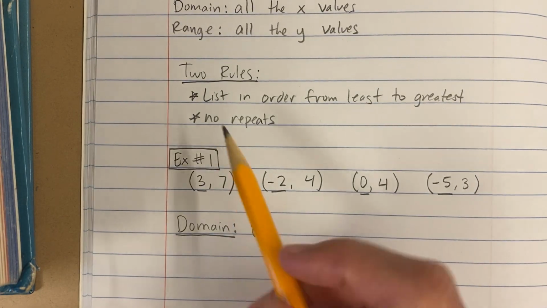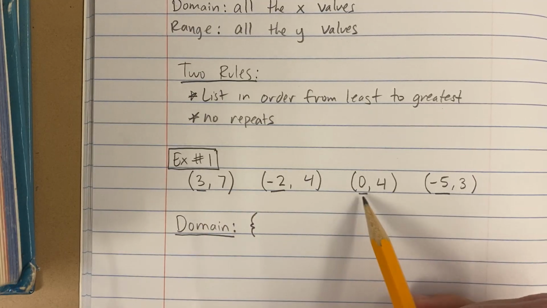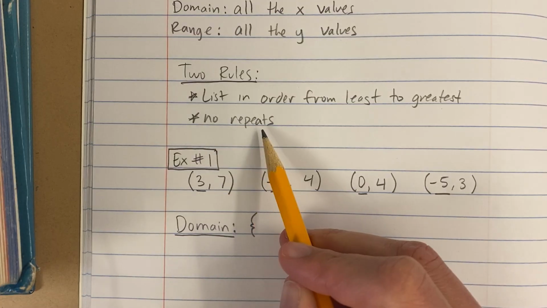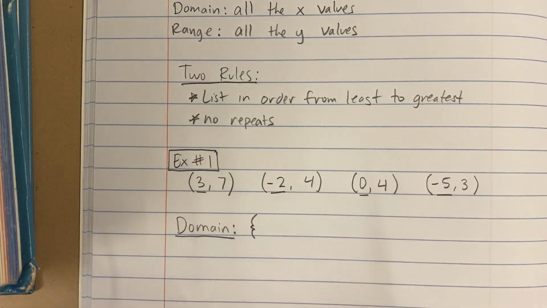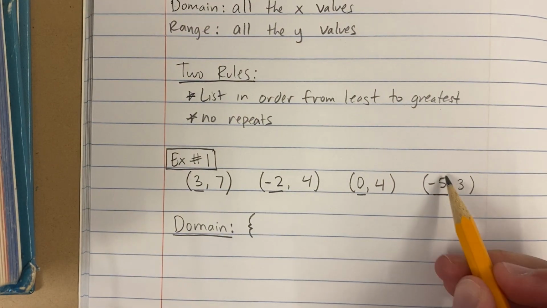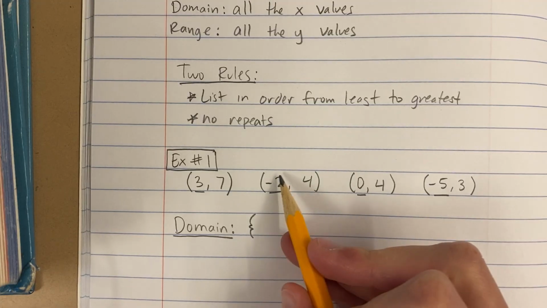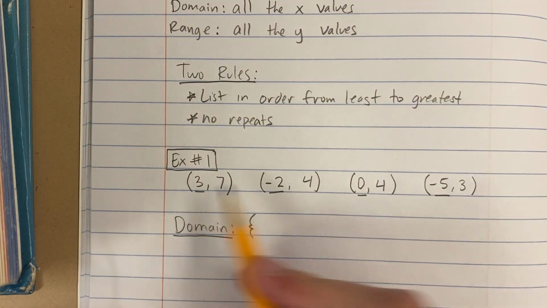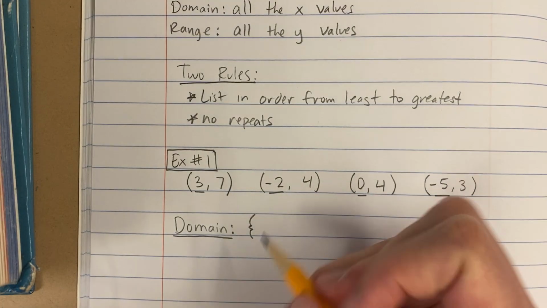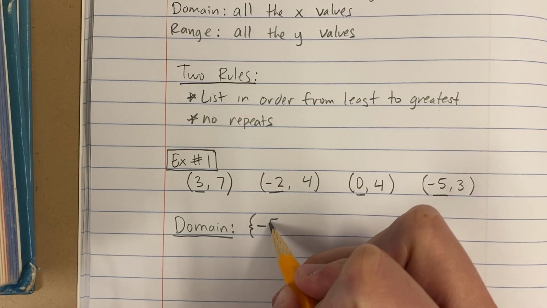Okay, now I'm going to list these x values, 3, -2, 0, -5. I'm going to list them in order from least to greatest and with no repeats. So in this case, I actually don't have any repeats. So what's the smallest number here? The smallest number is actually -5, right? Because -5 and -2 are both negative, so they're definitely smaller than 0 and positive. And the bigger a negative number seems, it's actually smaller, right?